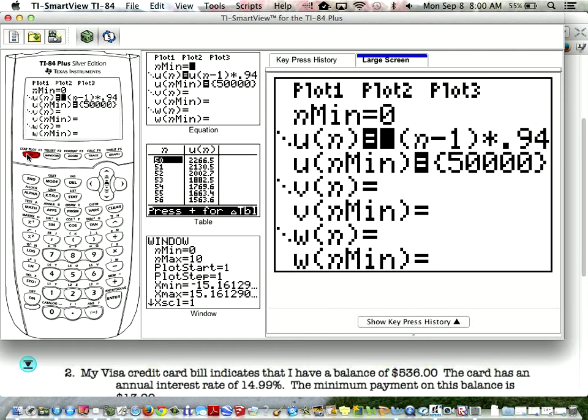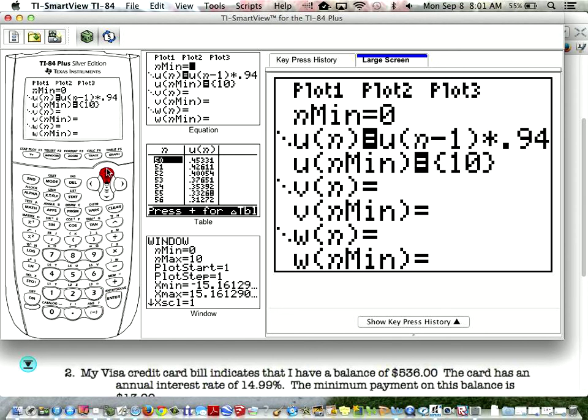N, where are the subscripts starting? They start with the 0 term. So we need to make sure our N is set at 0. Then the third thing down here is what is U sub 0? So I need to come down to this one, type in 10, and hit enter. Remember the squiggly brackets will come up on the calculator by itself.